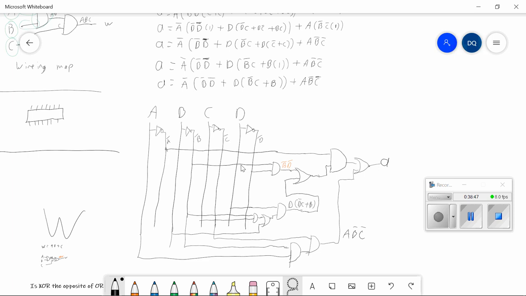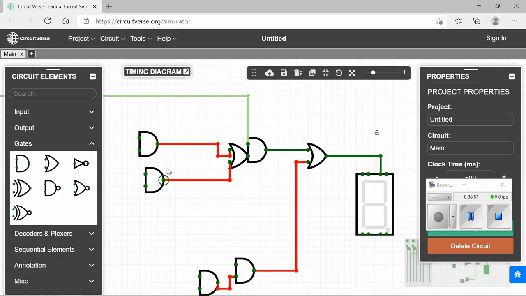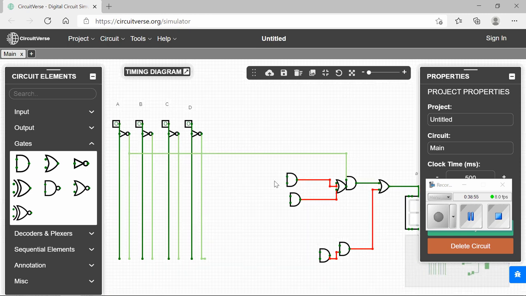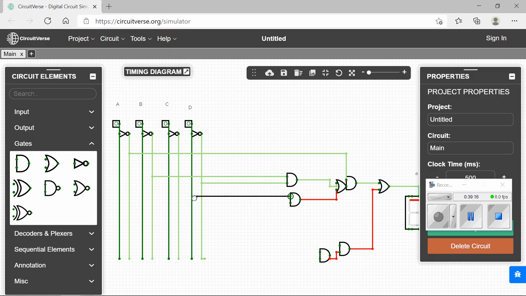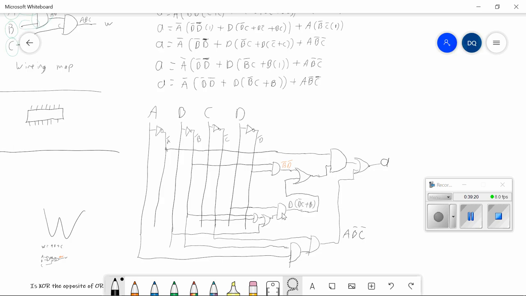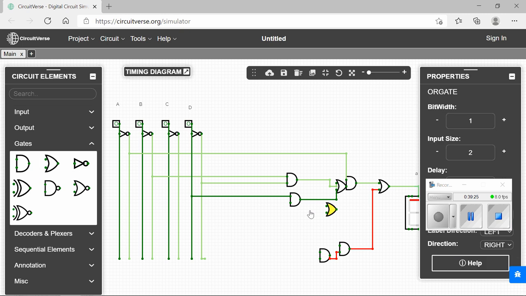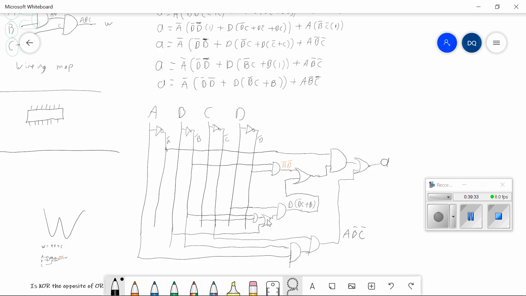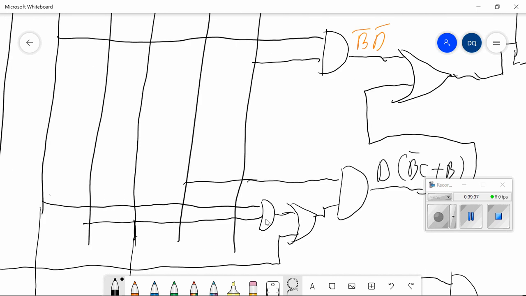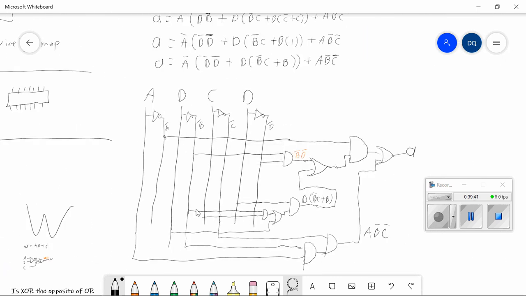And those two AND gates, well, the top one is not B and not D. Not B. And not D. And the gate below is being fed by D. And this terminal is connected to an OR gate. Okay, this OR gate is connected to an AND gate. And that AND gate has NOT B and C. So that's this part right here, NOT B and C.